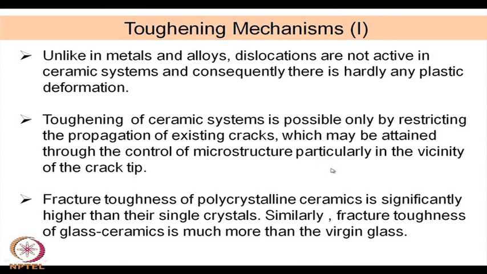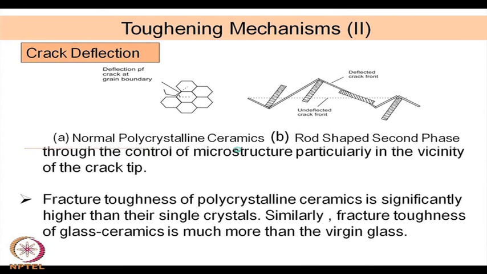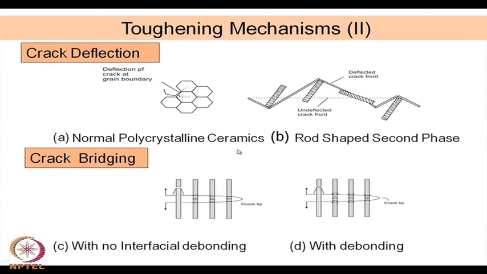So, these are some of the basic principles on which one can look at how to strengthen ceramic materials. These are two basic techniques by which the movement of the crack can be restricted. Here it is crack deflection in these two examples, and here is crack bridging, that means some kind of anchoring of the crack is taking place, right.